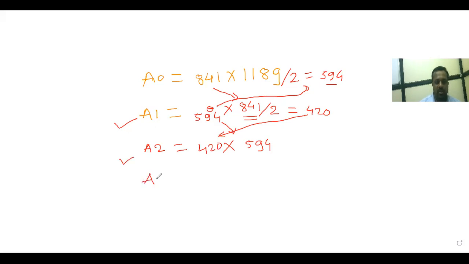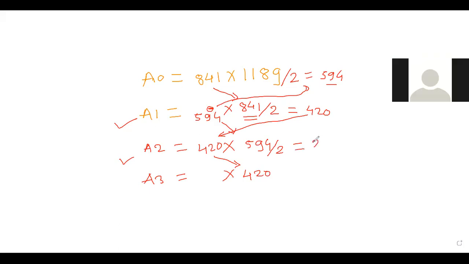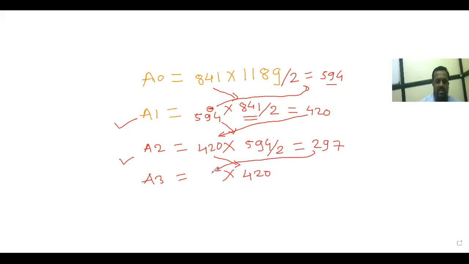Then for the A3, how is it calculated? We write this figure as it is on the right side, that is 420, and this figure we divide by 2. What is the answer? 297. And this answer we write down as it is at the left side.